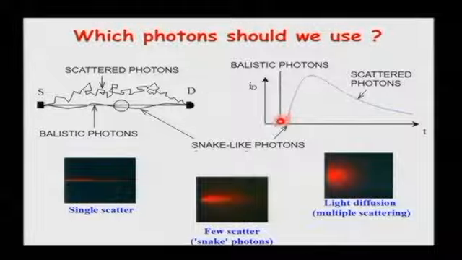Here it shows that when we send a pulse and detect it, the first photons coming with a very short time will be ballistic photons. Then we have these snake photons here, and the rest will be multiply scattered photons.